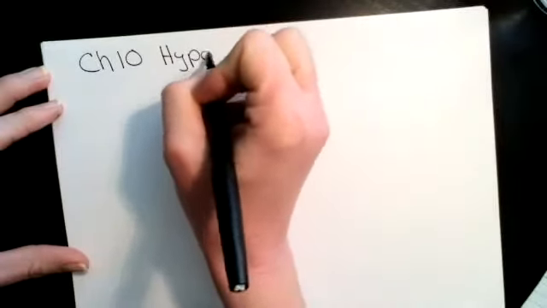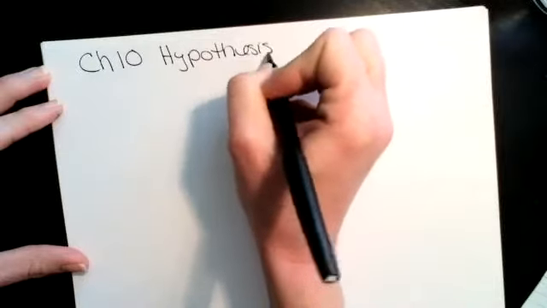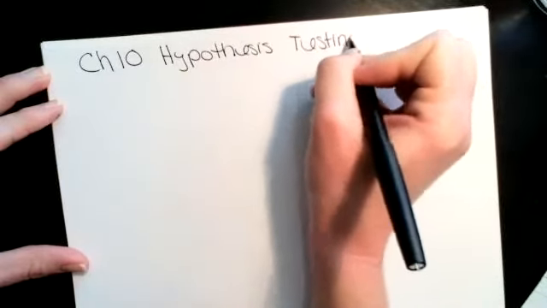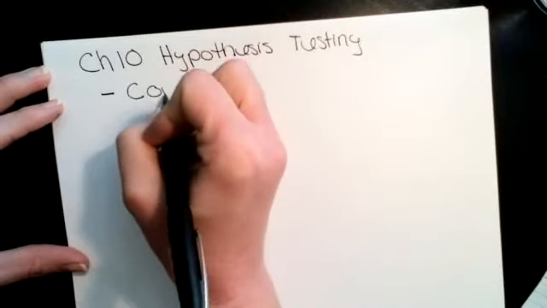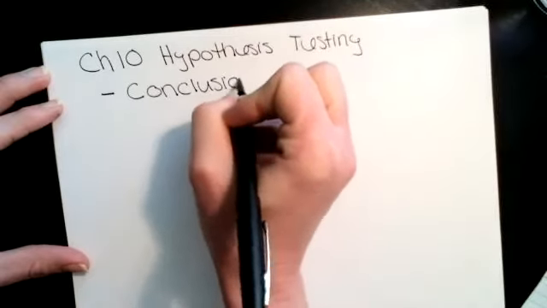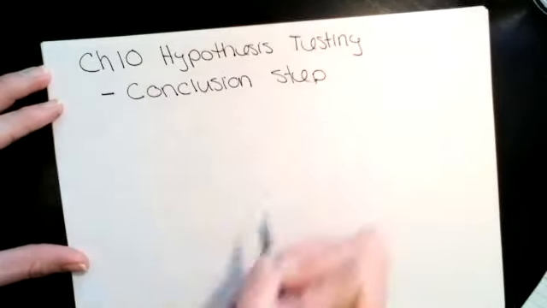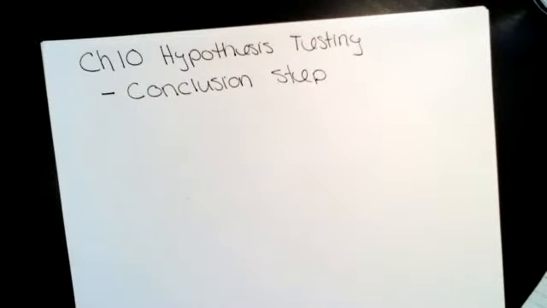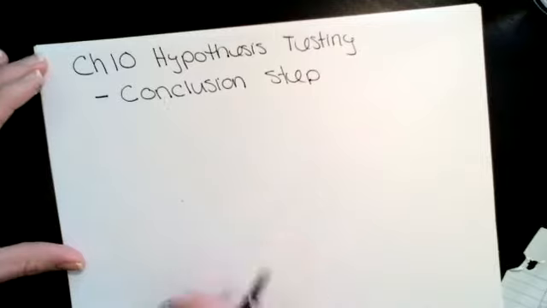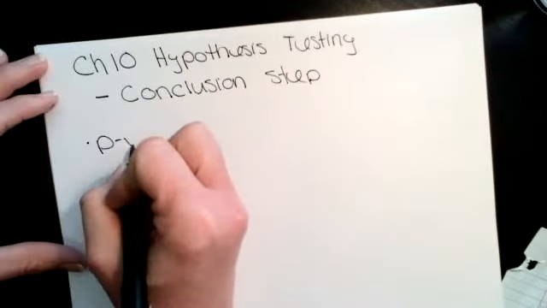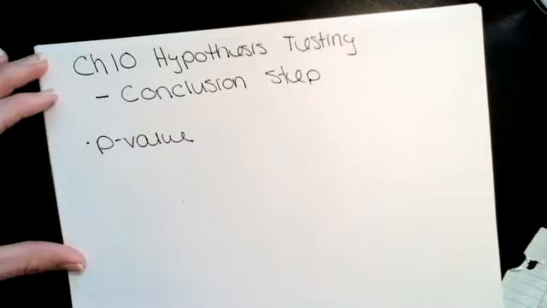All right, so we're looking at chapter 10, hypothesis testing. And today we're going to discuss the last and final step, which is the conclusion step for our hypothesis testing 5-step process. So I'm going to remind you about the p-value. The p-value we talked about last week.